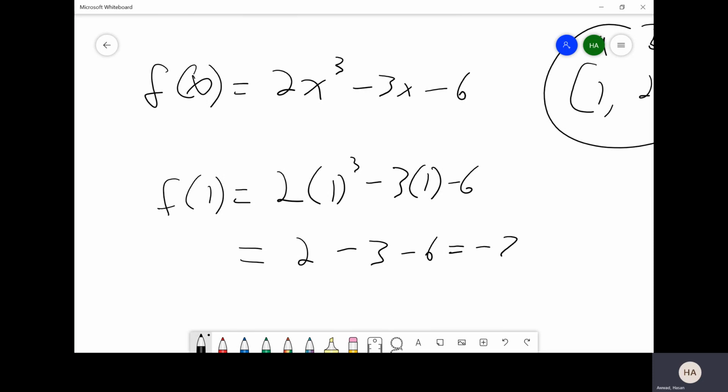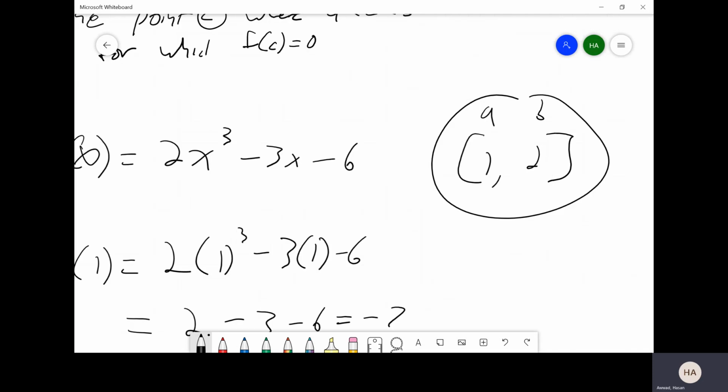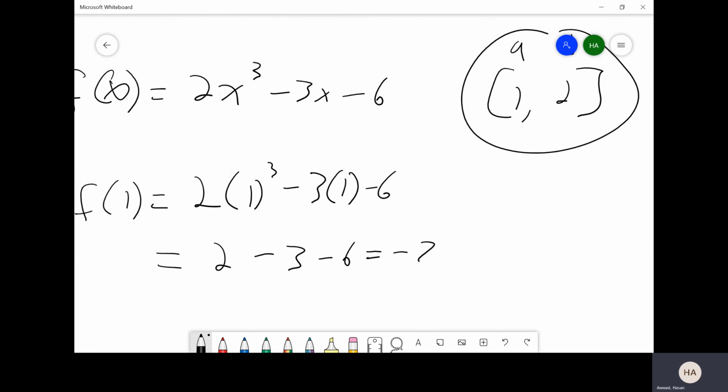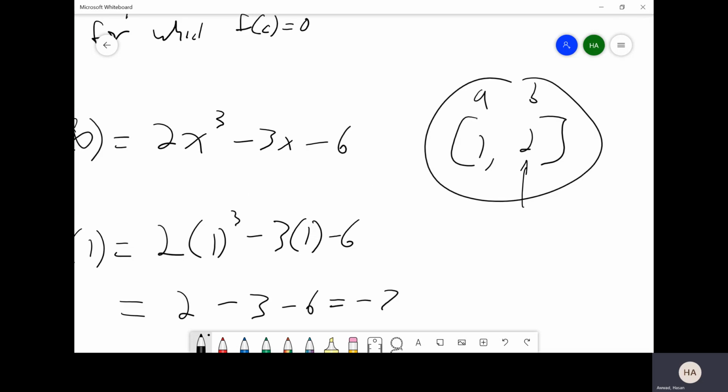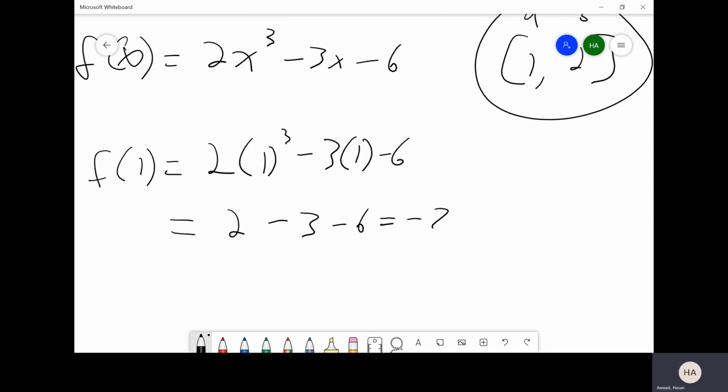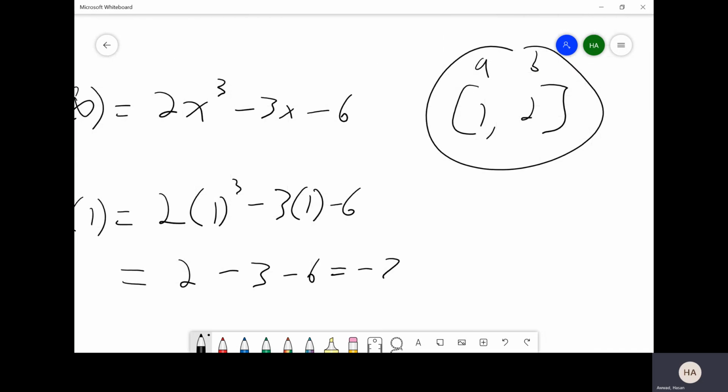So notice, and here's the important part, we started with a negative number for our first input. For the first part of our interval, we got negative 7. What that tells us is that if the next thing that we plug in, which in this case is going to be 2, gives us another negative number back, then there is no solution in that interval. We have shown that it has not crossed the boundary. However, if we get a positive number back, then we have shown it has in fact crossed the x-axis.